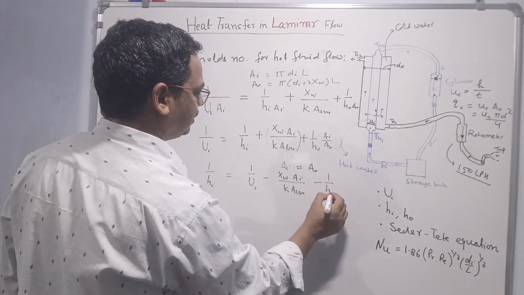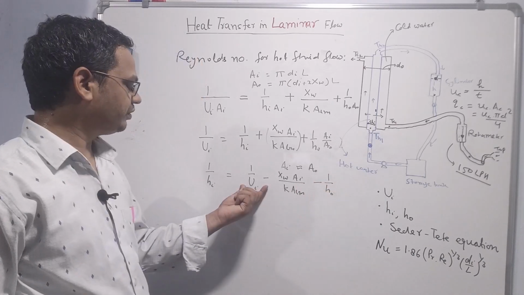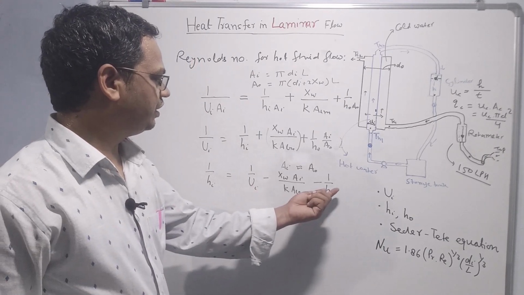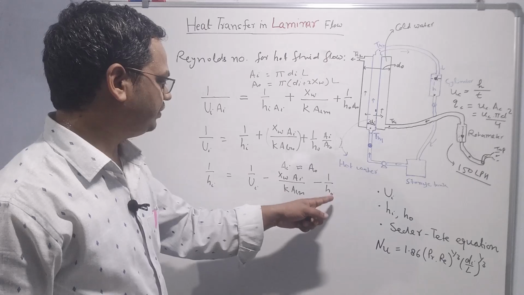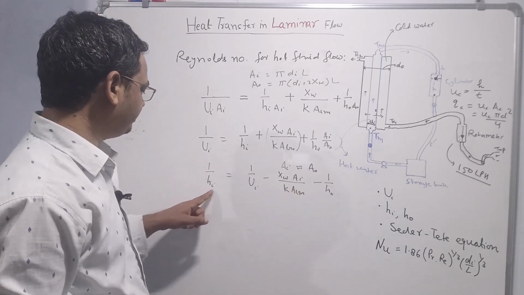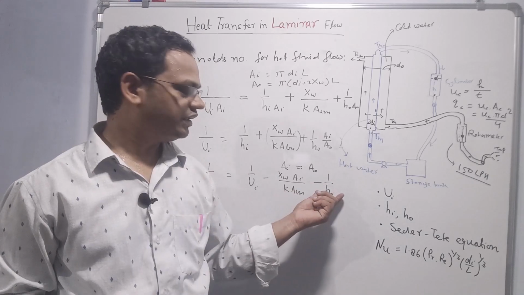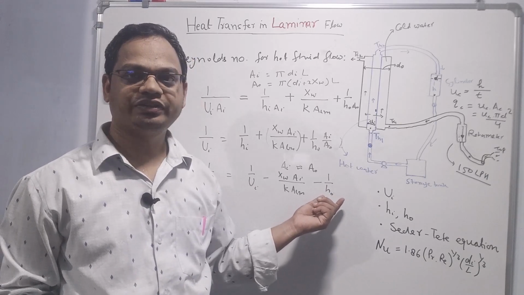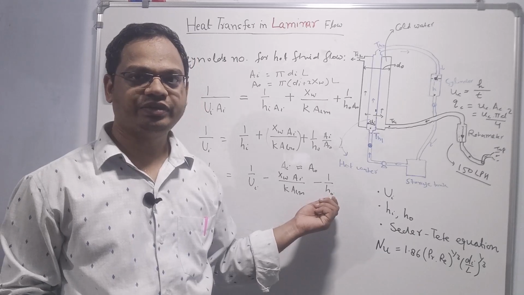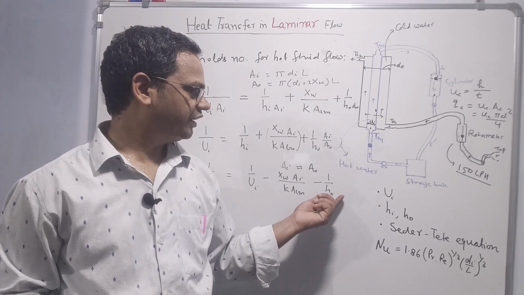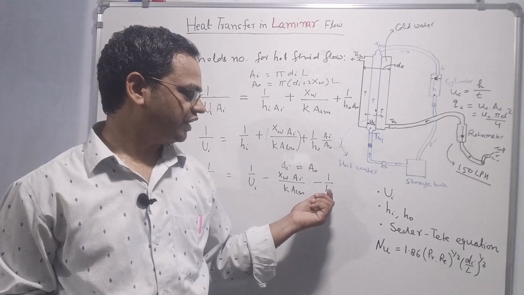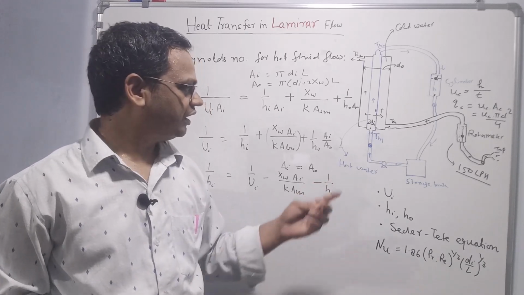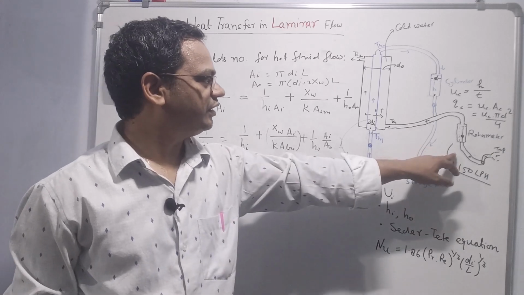1 by h_o. Overall heat transfer coefficient for a particular fluid flow we know. This is also known. Only we need to find the h_o. Once we find this, we can find the inside film heat transfer coefficient. As we know that heat transfer coefficient depends on several parameters. For example, fluid properties such as density, viscosity, conductivity of the fluid, specific heat of the fluid, and also temperature of the fluid, temperature of the surface, and also velocity of the fluid flow.